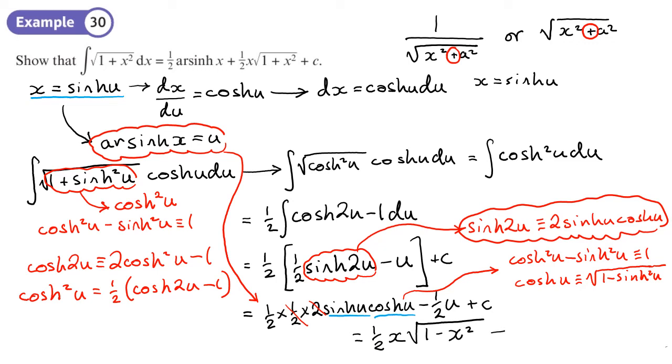Then plus half u, so that's half, and my u is up here. There we go. So I'll replace the u with arcsinh x, arcsinh x, and we mustn't forget the plus c. So there we go.